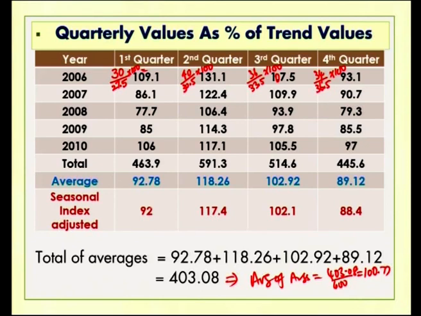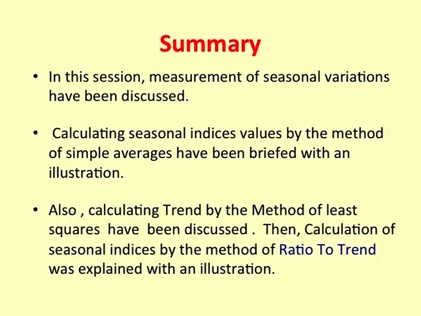In this session, after discussing the basics of seasonal variations, we have worked out some examples in finding seasonal index values. The first method we followed is the method of simple averages, and then the ratio to trend method. Using the method of simple averages we calculated simple averages, and using the method of ratio to trend we calculated the seasonal index.